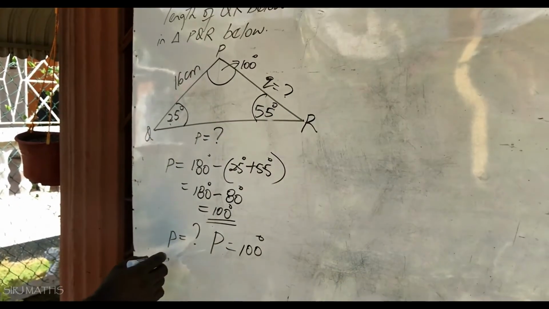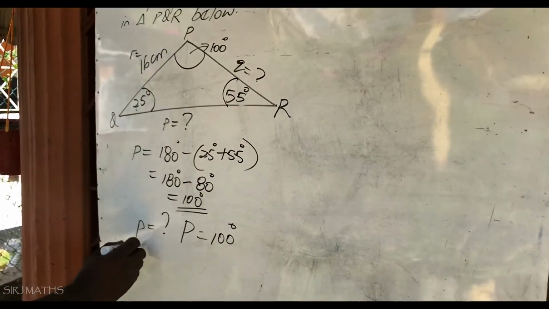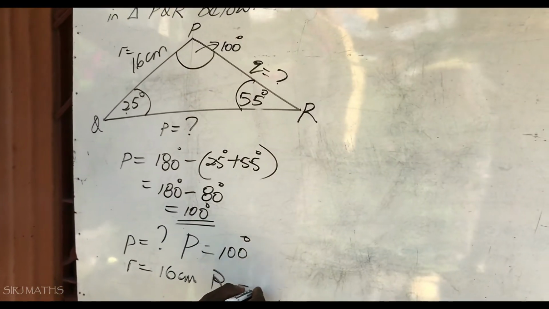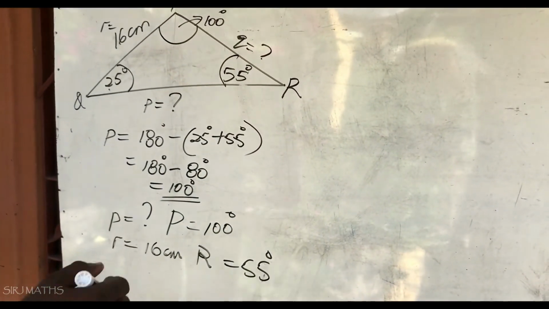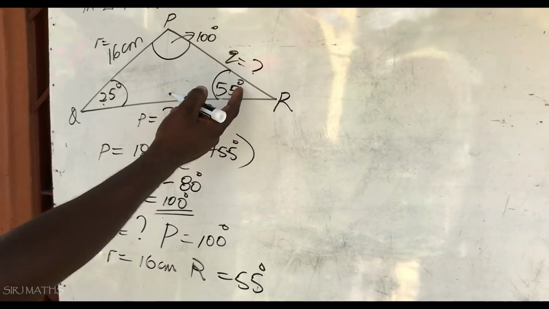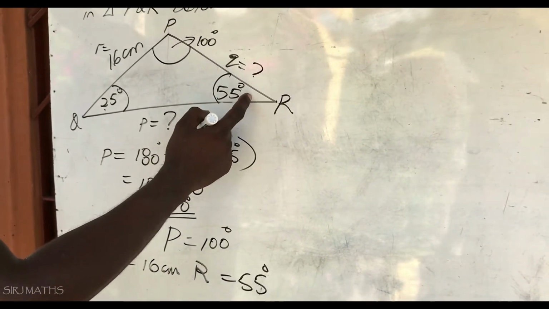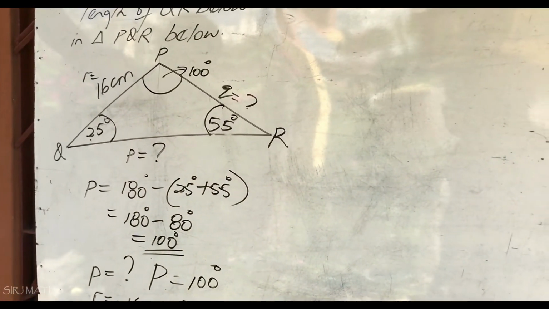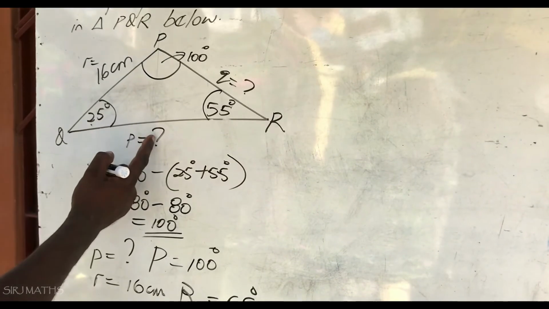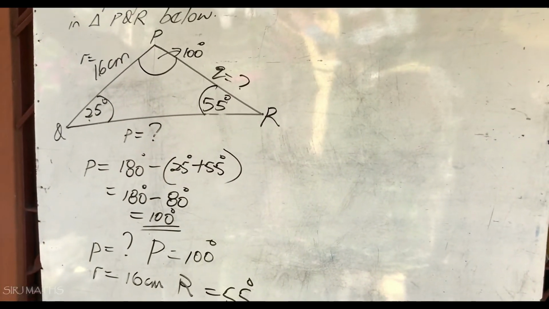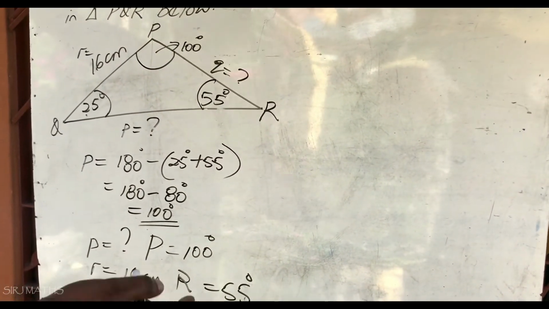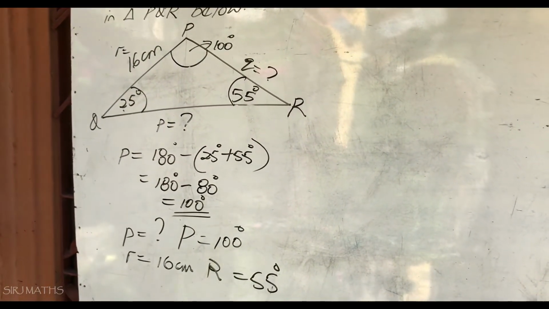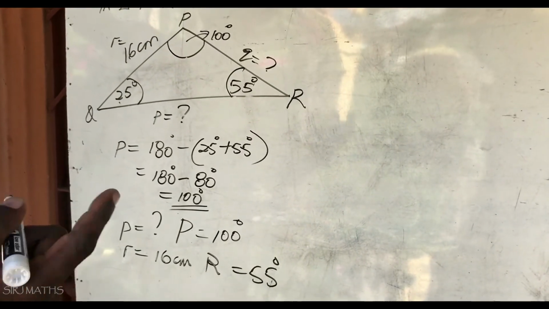So here we have little r being equal to 16 centimeters, and angle R equals 55 degrees. So what we do know is that if angle R is 55 degrees and the side opposite to it is 16 centimeters, then if this is 100 degrees, this side must be greater than 16 centimeters. So if by virtue of working the question you get something smaller than 16 centimeters, an alarm bell is supposed to go off in your head, because that would be wrong.